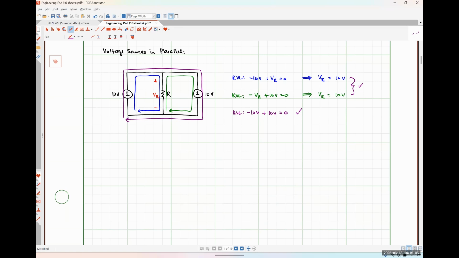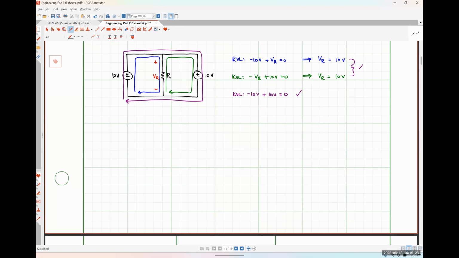Realistically, we could replace both of those 10-volt sources in parallel with a single 10-volt source, and it wouldn't change literally anything at all about the circuit. But this can very easily break down. So I'm going to draw another circuit here, very similar. Here I've got a 10-volt source. Here's my resistor R. And over here on this side, instead of a 10-volt source, I'm going to put a 9-volt source.